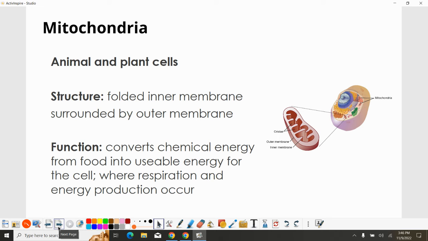Mitochondria are these bean-shaped structures that we find inside cells. It's a folded membrane, that's this part with these little finger-like projections that you see, surrounded by another membrane, the smooth one you see on the outside. These are the powerhouse of the cell. They produce the energy that the cell needs. It takes the chemical energy from the food that we eat and turns it into usable energy within our cell that will run the cell processes.